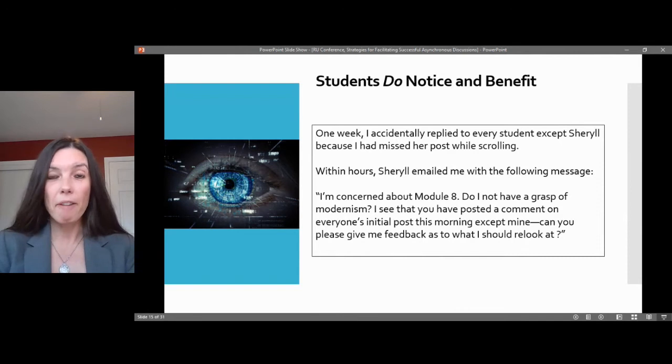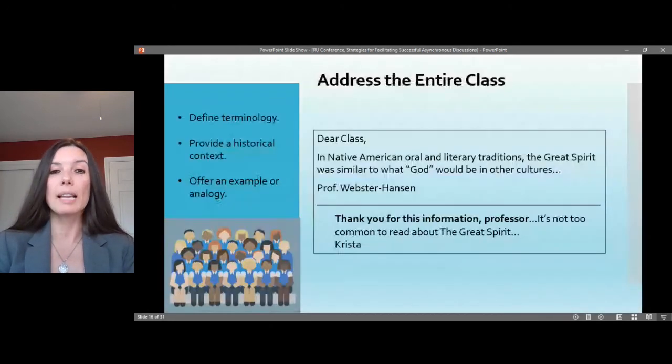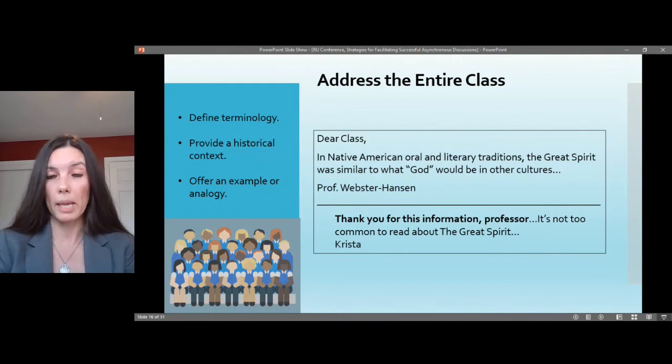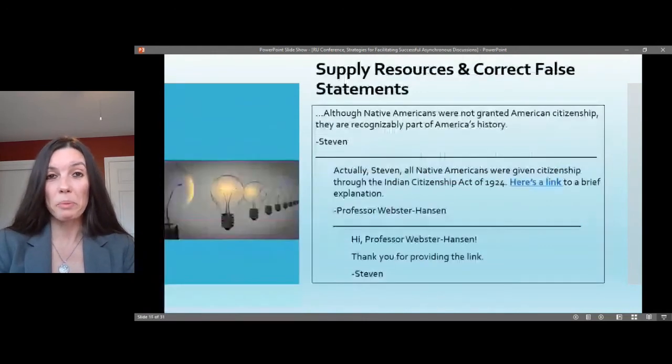I also attempt in every module at least once to address the entire class in some way. In this abbreviated example, I define the term great spirit for my students because the footnotes in the reading had failed to do so. As you can see, Krista read the information and she expressed appreciation for it. So one thing you can do is define any unfamiliar terminology from the week, supply a historical context for what you're discussing, or maybe offer your own examples or analogies to clarify any challenging concepts the students might be witnessing. Discussions are also a great place for supplying links to supplemental resources. Give students a little extra information, a bio, some history.